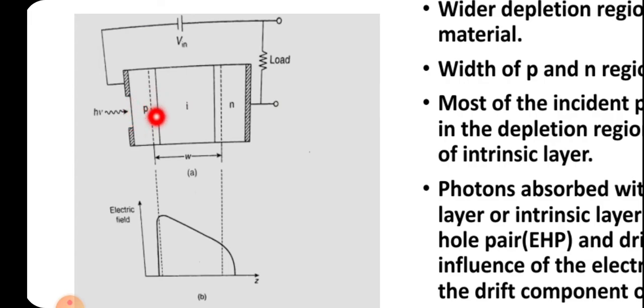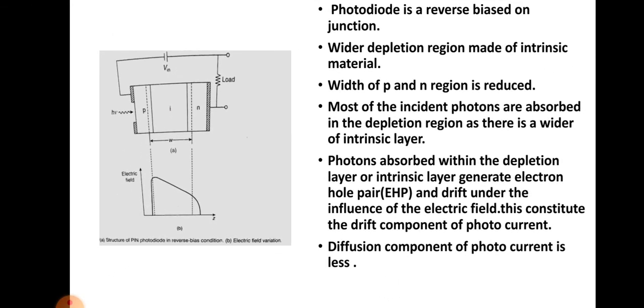The chance of diffusion current from the P region to the intrinsic region is less because its width is lesser. Similarly, for the holes in the N region to constitute a diffusion current, they would have to move from the N region to the intrinsic region, and then move to this side to provide a drift current. So the chance of diffusion current is lesser in this diode structure. That means in a PIN photodiode, the diffusion current is lesser compared to the drift current. Photons absorbed within the depletion layer or intrinsic layer generate electron hole pairs, and those charge carriers drift under the influence of the electric field, which constitutes the drift component of the photocurrent. The diffusion component of the photocurrent is less due to the smaller width of the P and N regions.